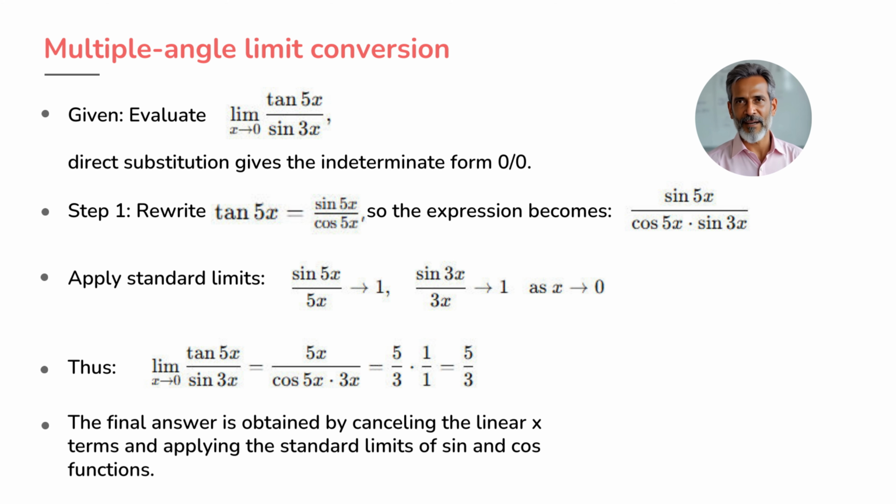Using our standard limits, sine 5x over 5x tends to 1 and sine 3x over 3x tends to 1. Multiplying numerator and denominator by x to use these limits, the expression transforms approximately into 5x over 3x times 1 over cosine 5x. The x terms cancel, leaving 5 over 3 times 1 over cosine 0, and cosine 0 is 1. So the limit becomes 5/3. Excellent. You simplified it step by step by breaking down tangent and applying known limits. Keep practicing such decompositions to master tricky limits.